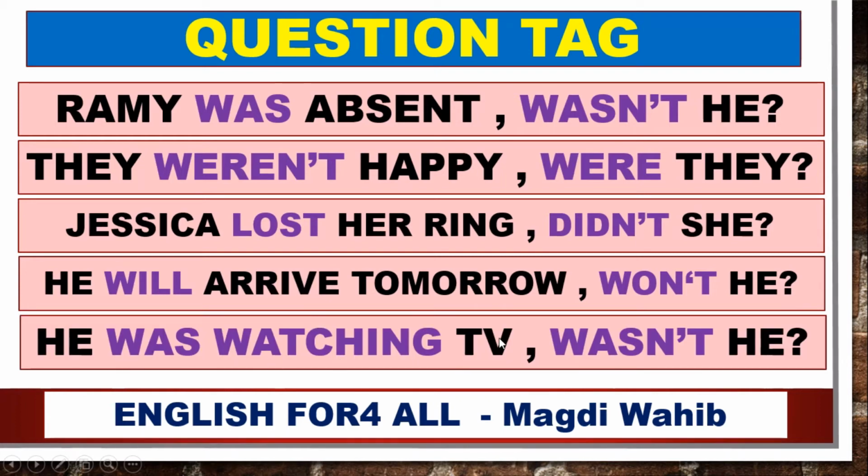He was watching a TV. This is past continuous. Past continuous, was watching, and it is positive. What will we do? We will use was, and we put it into the negative form. So, he was watching a TV, wasn't he? We will be using the first part of the past continuous, which is was, and we put it into the negative. Very simple.